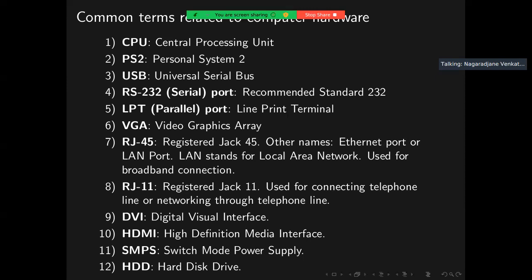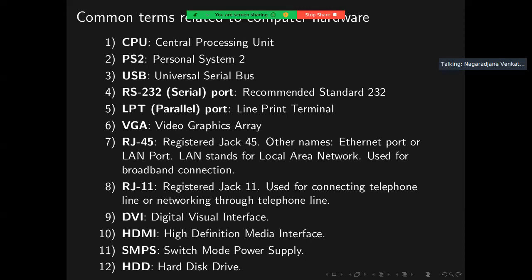Then RJ45. This is registered jack 45. This has several other names. LAN port is one name. Ethernet port is another name. LAN port is local area network port. RJ45 is registered jack 45. Normally we call it LAN port or Ethernet port.